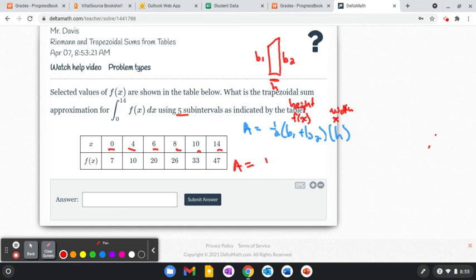5 trapezoid formulas. We got 1/2. Our b1 of our first one is going to be 7 plus our b2. So this is like our b1 and our b2. All right, 7 plus 10. And then our height represents the change in x. So that's 0 to 4, which is 4. Okay, so that's our first one. Our next one, then plus 1/2. Our b1 now, we're just going to shift over a little bit. This is now sort of our b1, the 10 is, right? And this would be our b2.